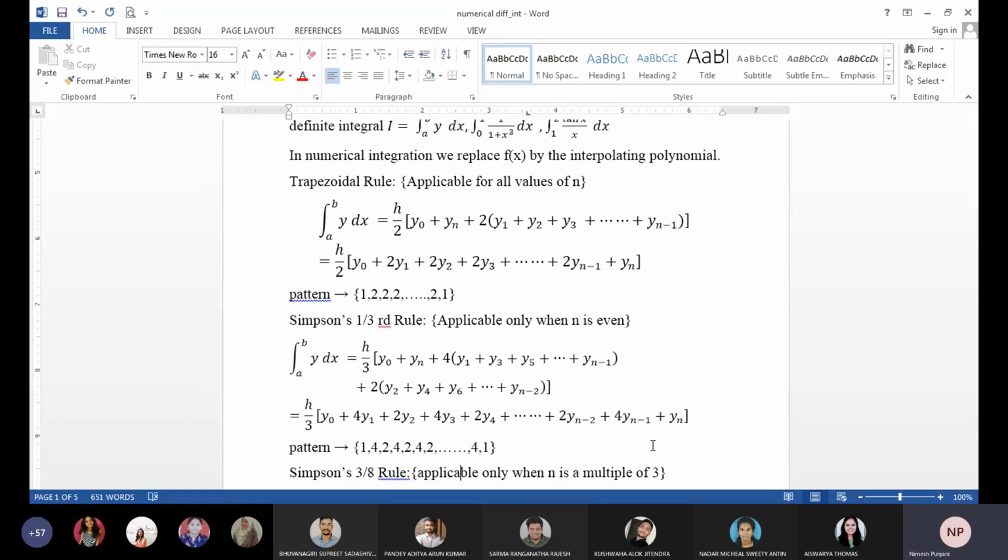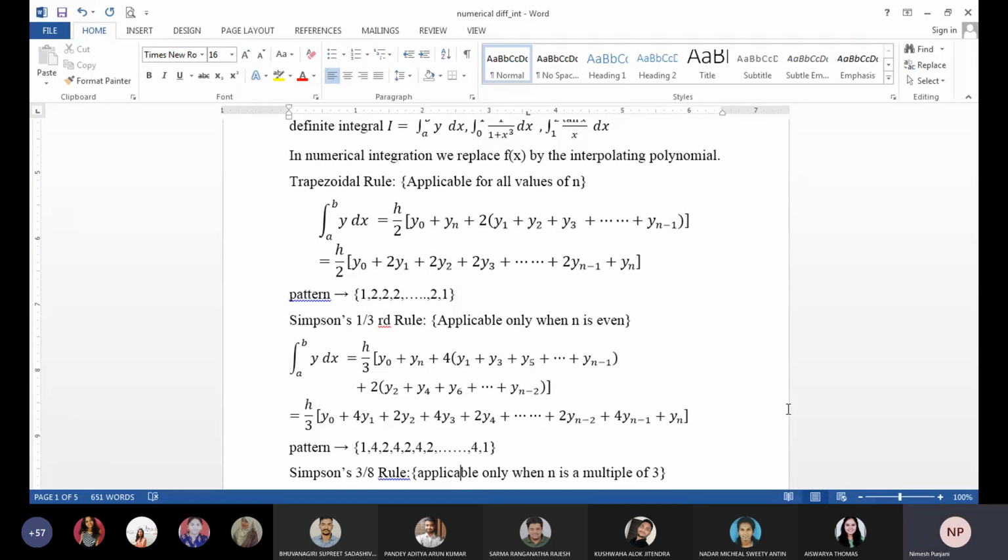And the original formula above has to be remembered. It is h by 3 times y0 plus yn. Again I repeat, h by 3 y0 plus yn. y0 means the first term, yn means the last term, plus 4 times all terms with odd suffix, that is y1 plus y3 plus y5 and so on, plus 2 times all terms with even suffix, that is y2, y4, y6 and so on.